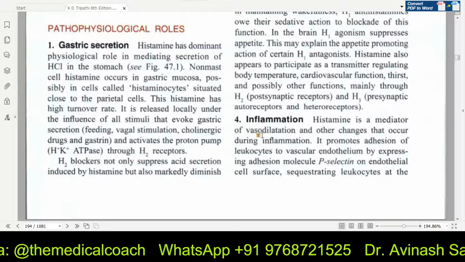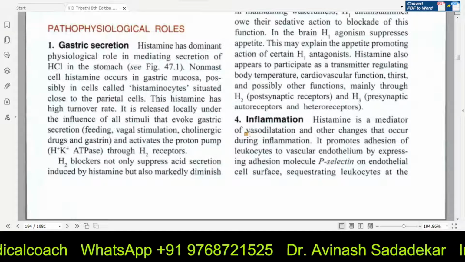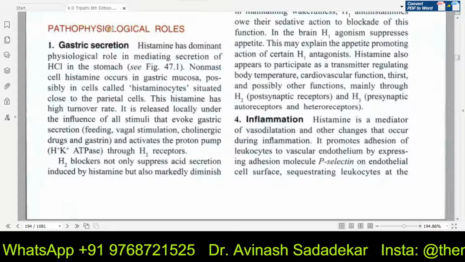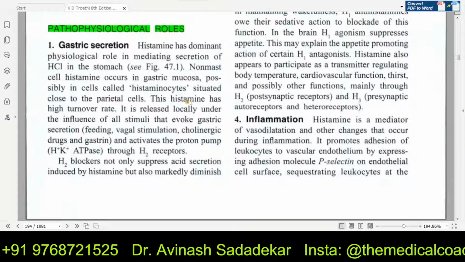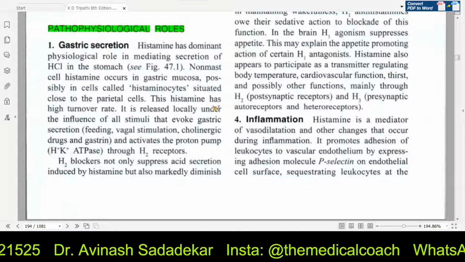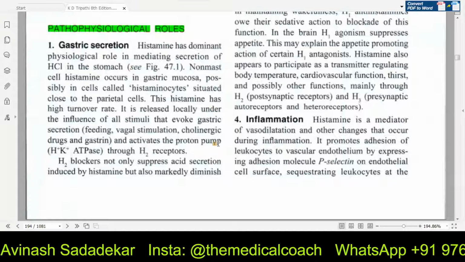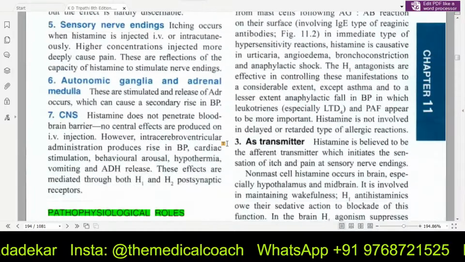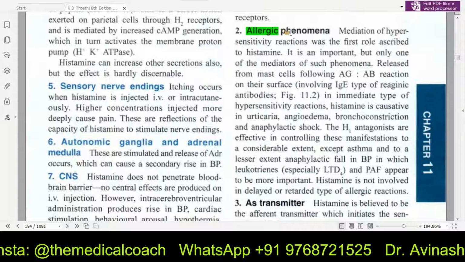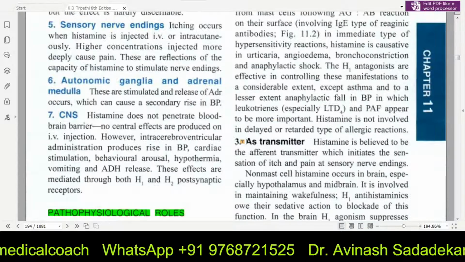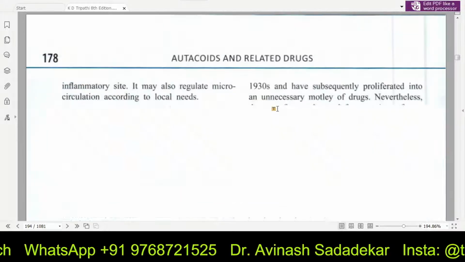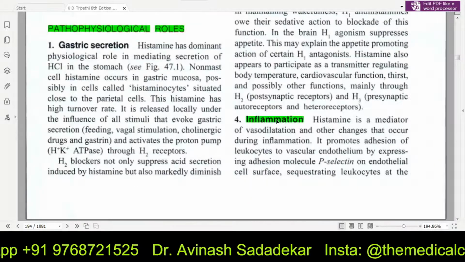But if you do have some time, like maybe you're having your breakfast or just munching on something, relaxing a bit, that time you should have a look at the pathophysiological role, where it is explained how gastric secretions are enhanced, how allergic phenomena happen, how it works like a neurotransmitter, and how it is a part of inflammation.